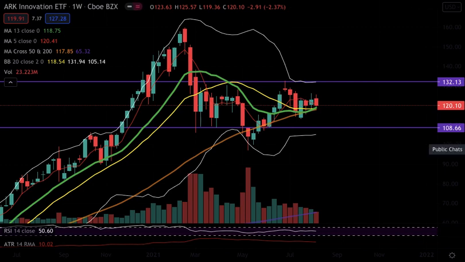So definitely watch out for that critical support level, 117.85 for ARKK. All right, guys, so that's it for this technical analysis for the stock market.